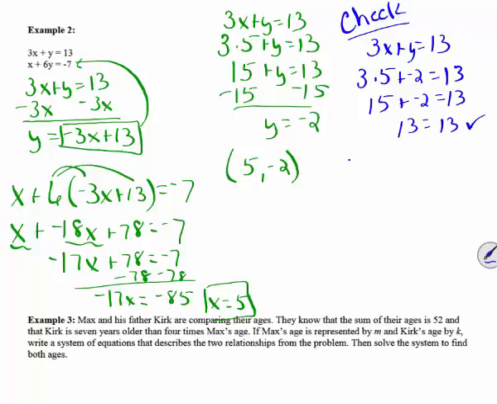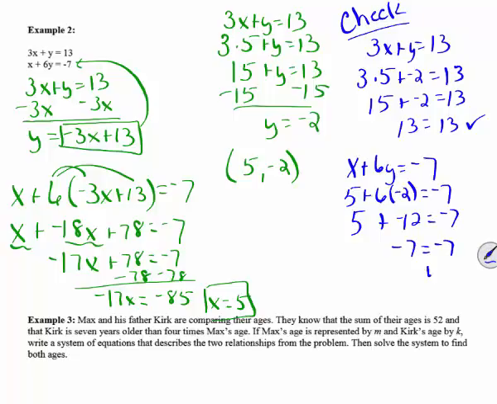Then we're going to do it for the second. And we have 5 plus 6 times negative 2. 5 plus negative 12. So negative 7 equals negative 7. So it checked. So that is your correct answer.